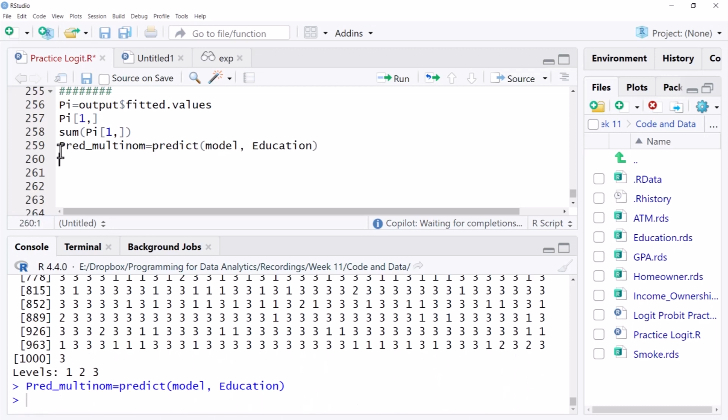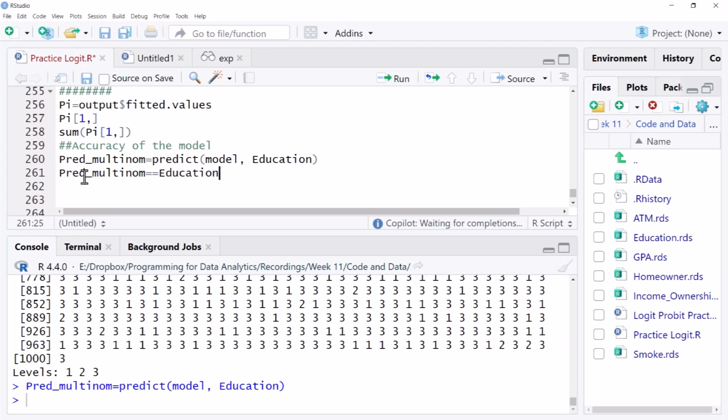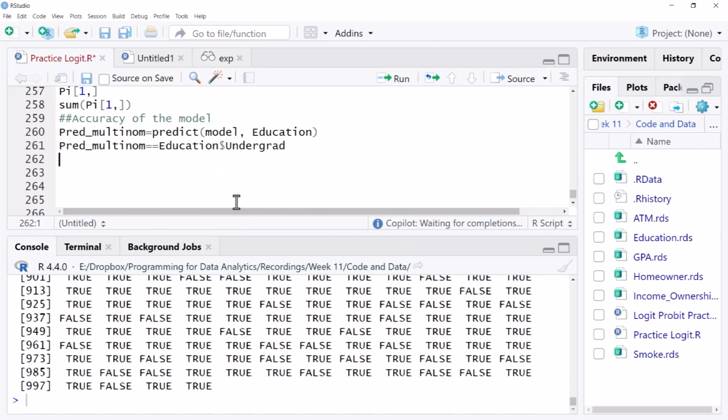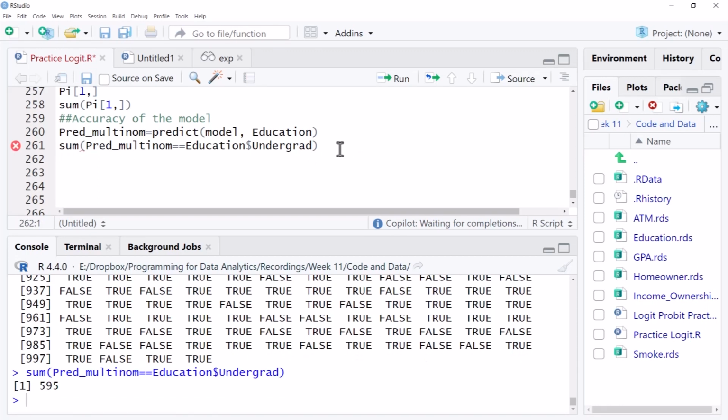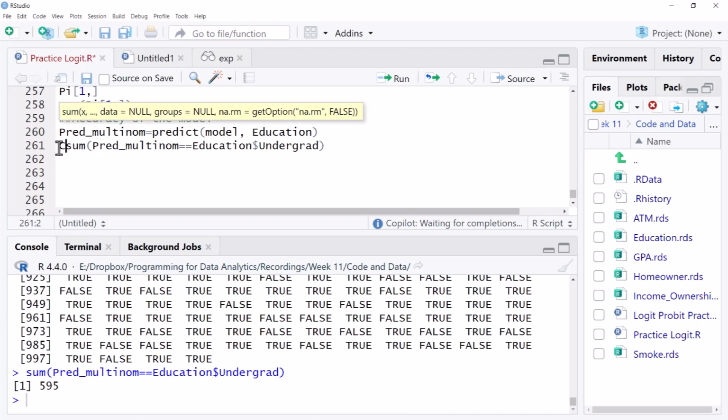We want to compare the goodness of it, or how accurate this model is. To examine the accuracy of this model, I can compare this object with the actual values. What are the actual values? Education dollar undergrad. So this is my actual value. Now you have trues and falses. Like we were doing earlier, if I sum up all the trues, taken as one, the sum would be produced. These are the correctly predicted observations. So these are the correct ones.